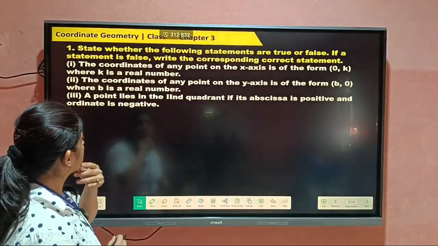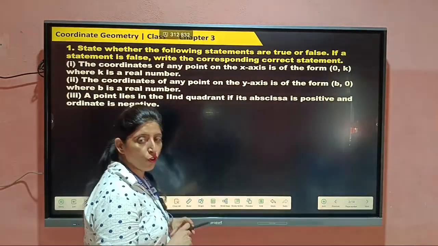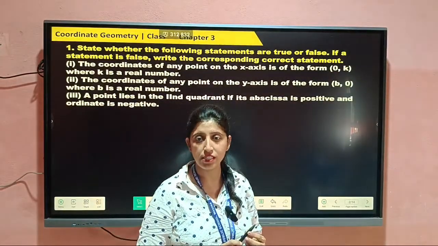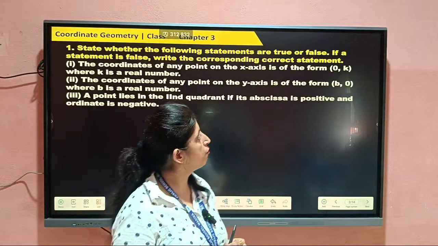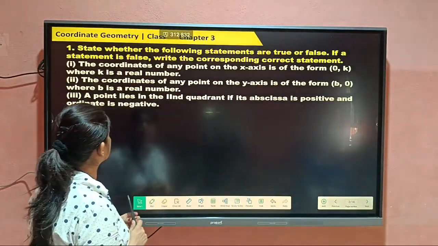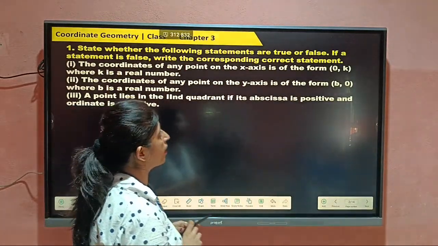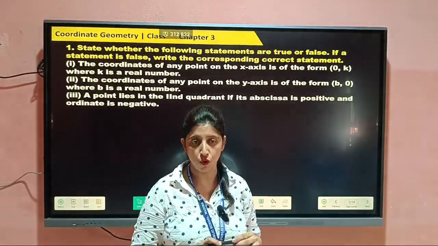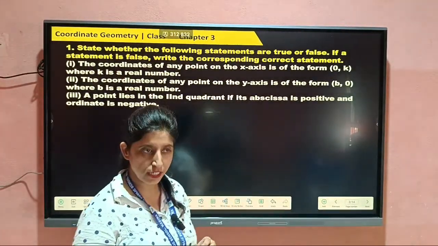State whether the following statements are true or false. We have to tell the statement is true or false. If a statement is false, write the corresponding correct statement. If statement is wrong, we have to tell the correct statement.